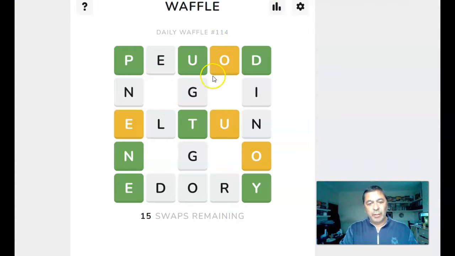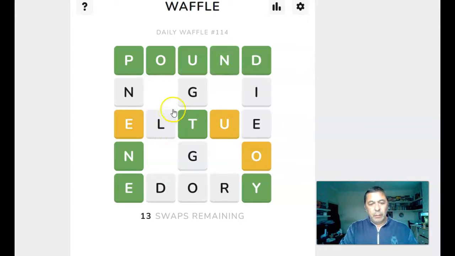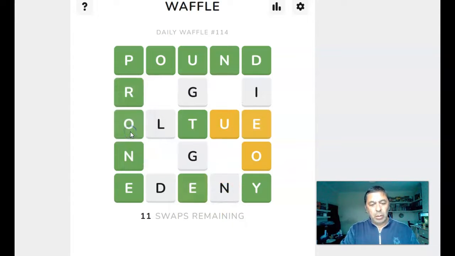And then the waffle. So that's going to be pound at the top, isn't it? That's the only other N. You've got, that's going to be prone, maybe. Let's try prone. That is going to be every. No, it can't be every. There's no V here.